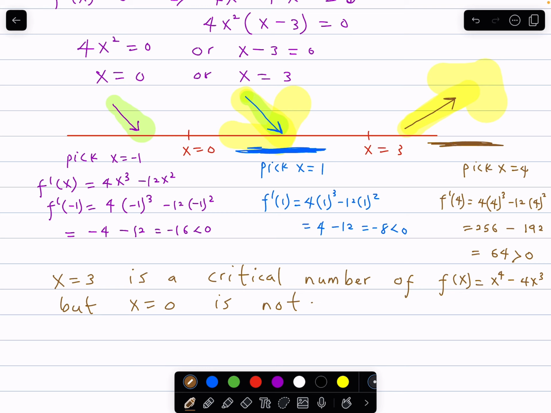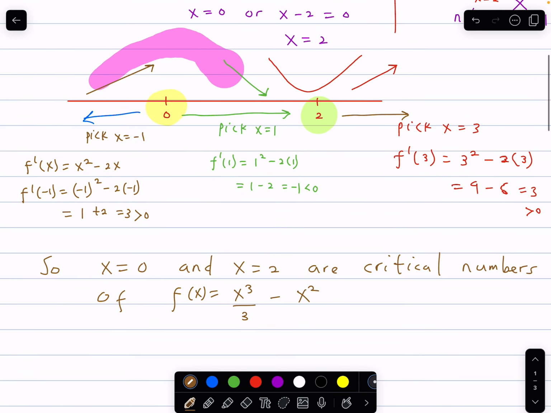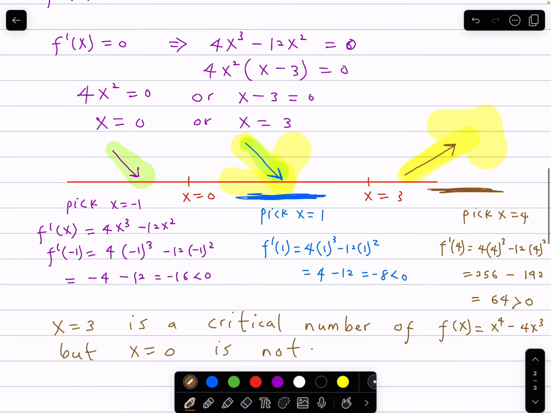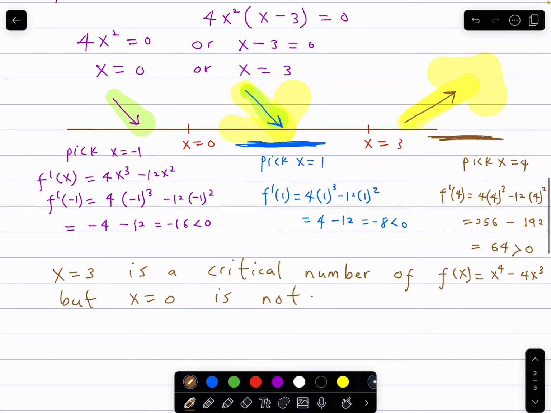So from the first example we did, all the x values we got were critical numbers, x equal to 0 and x equal to 2. But in the second example, not everything was a critical number. So yeah, you have to check. Don't just solve for x and say, oh, I found my critical number. You have to check if actually they are critical numbers.